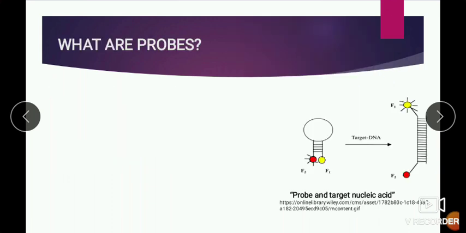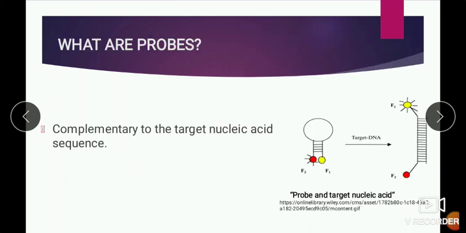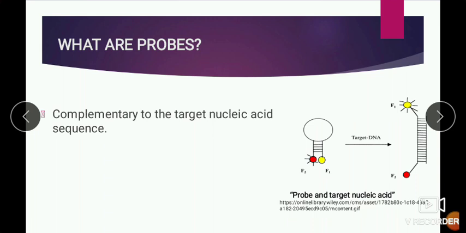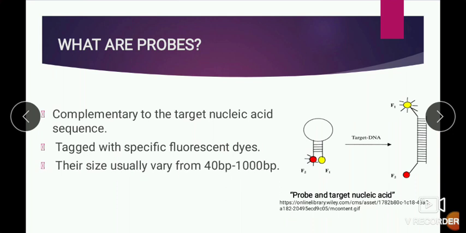So what are these probes actually? They are complementary to the nucleic acid sequences and tagged with specific fluorescent dyes, and their size ranges from 40 base pairs to 1000 base pairs. Some of the dyes that are used to tag the probes include biotin, fluorescein, and digoxigenin, etc.